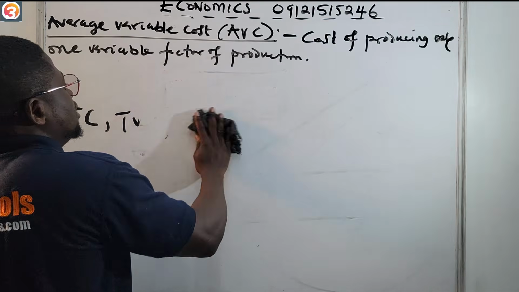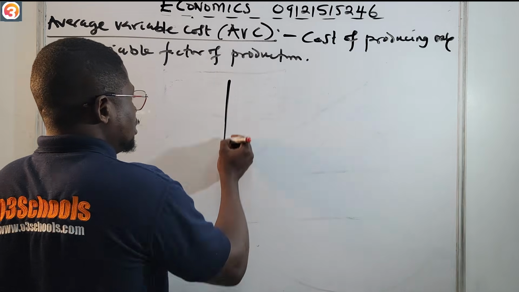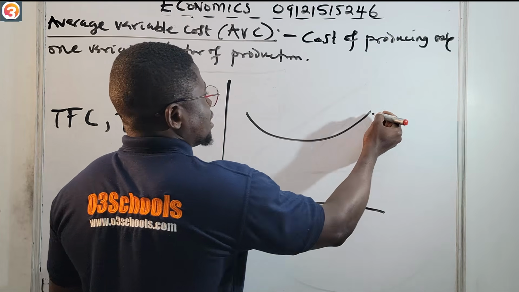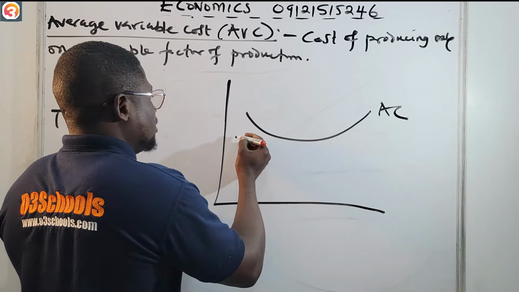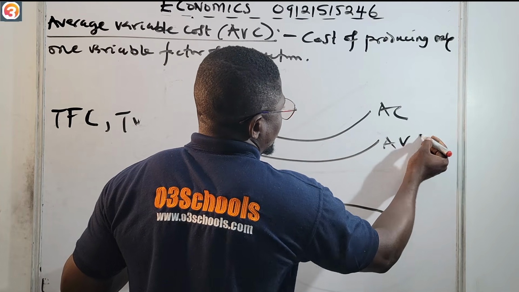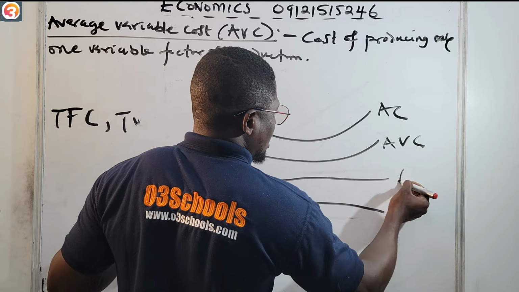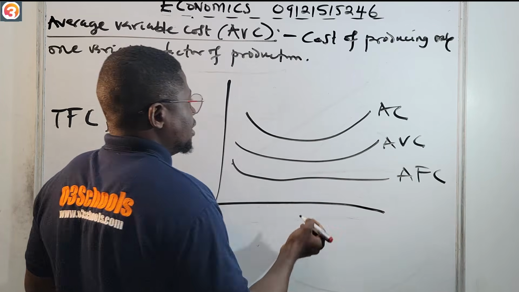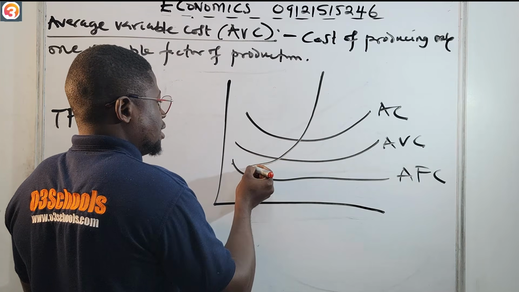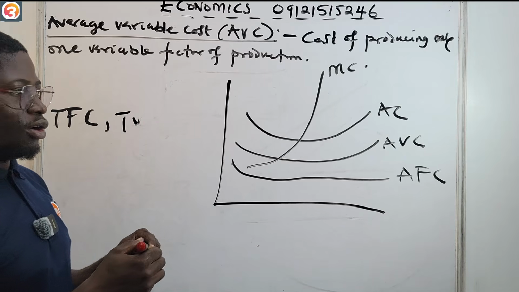So let us quickly see them. All right, for the other ones, we have this, okay. So this is how the curve is. This one is our average cost. Then we have another one below it. This is our average variable cost. Then we now have another one like this, our average fixed cost curve. Then we have our marginal cost like this. Okay, so this is what the curves look like.